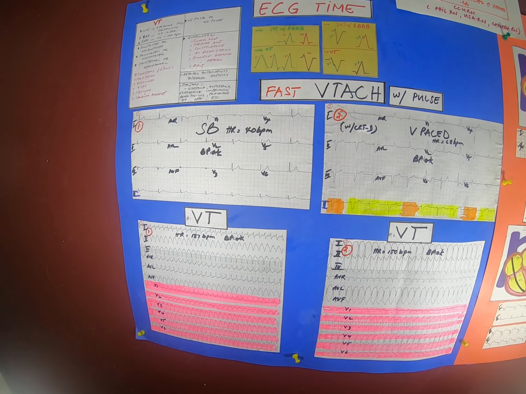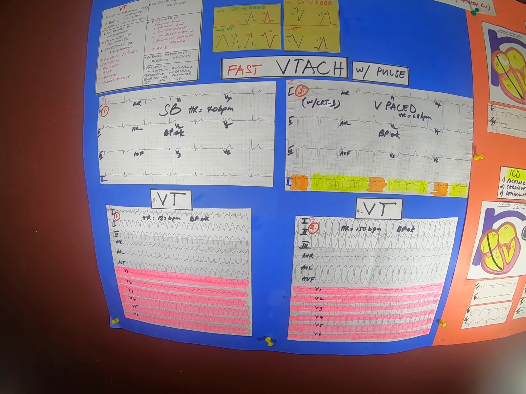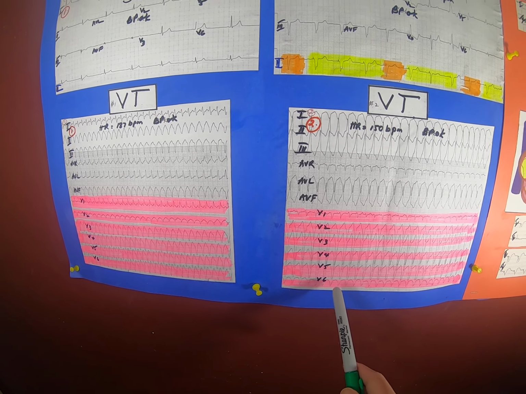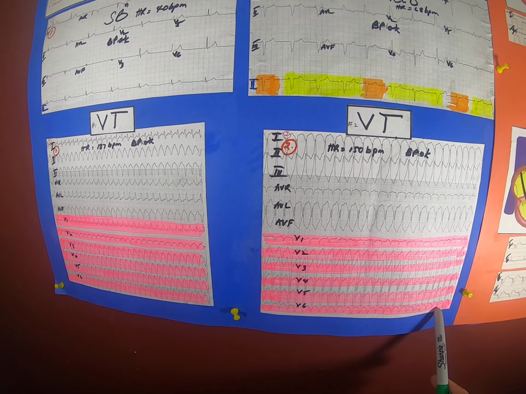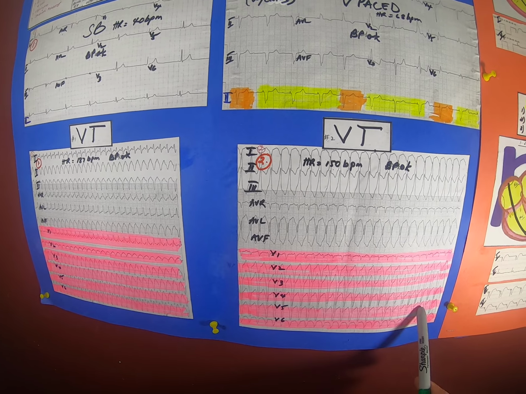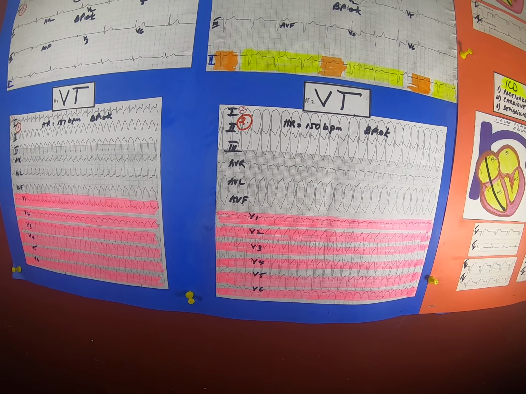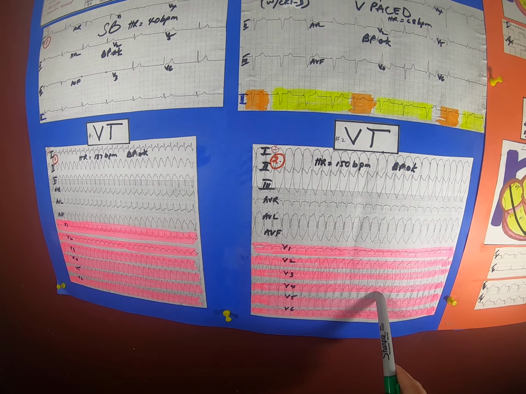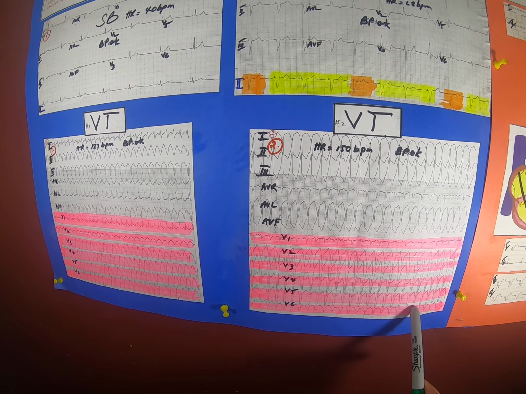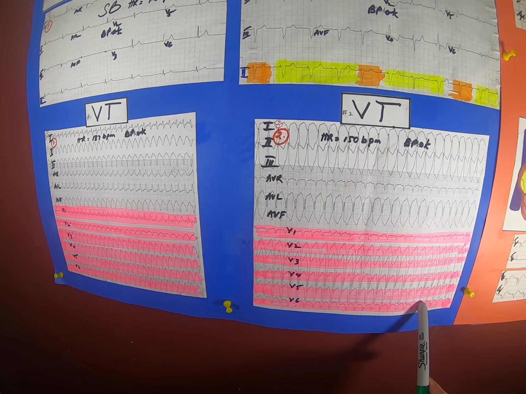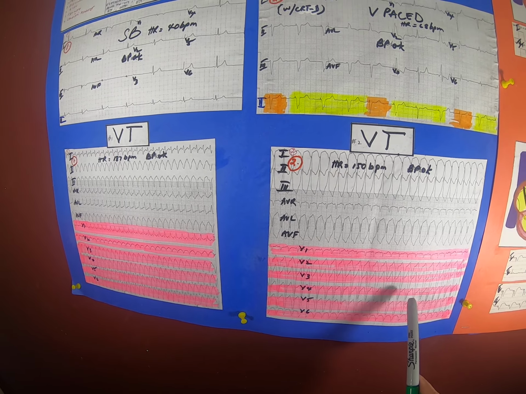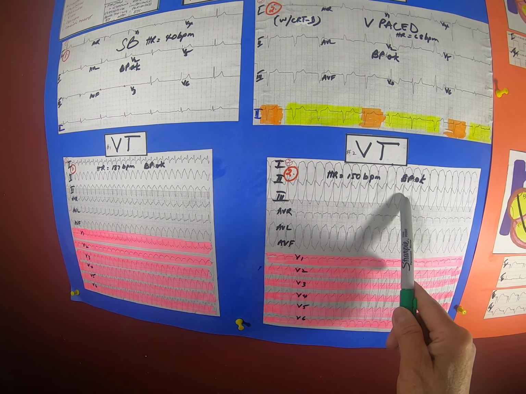VTACH criteria says that it should be wide complex tachycardia with 3 or more consecutive PVCs. Well, in this case, we have all throughout wide complex tachycardia. Is there a pulse or not? Yes, we do have a pulse. The patient is conscious and talking. The QRS of our VTACH should be more than 0.12. Well, the QRS of this 12-lead ECG is 0.17 to 0.18 second. The rate of VTACH should be at least 110 to 250 beats per minute. Well, we have a heart rate of 150 beats per minute.